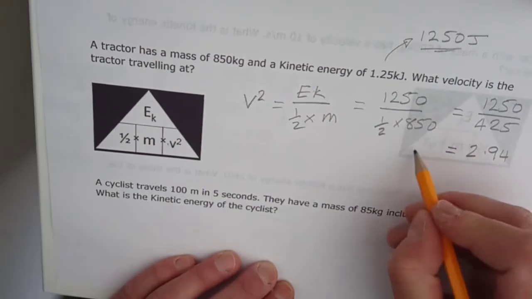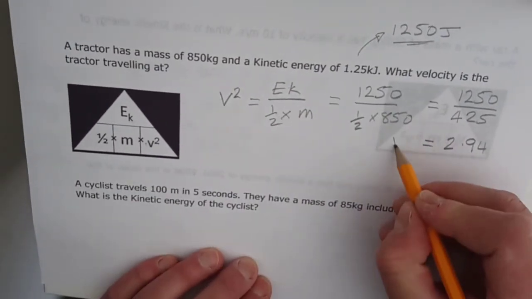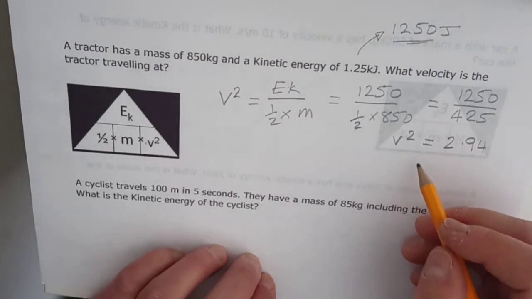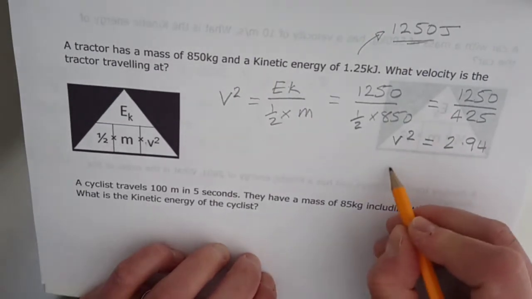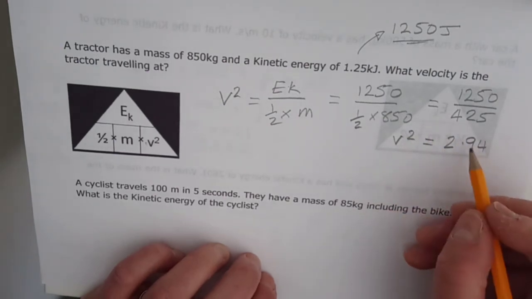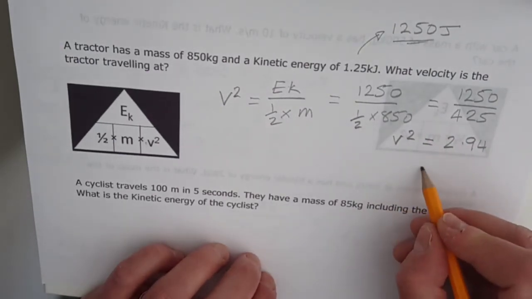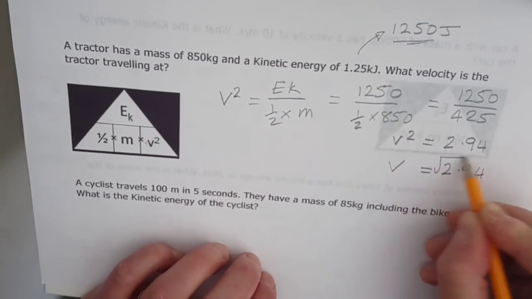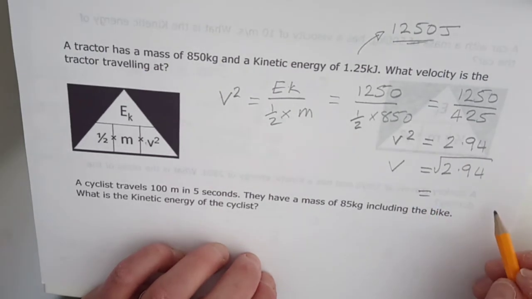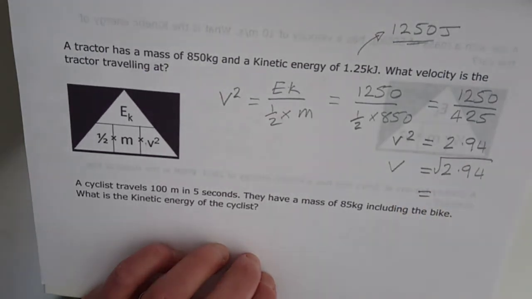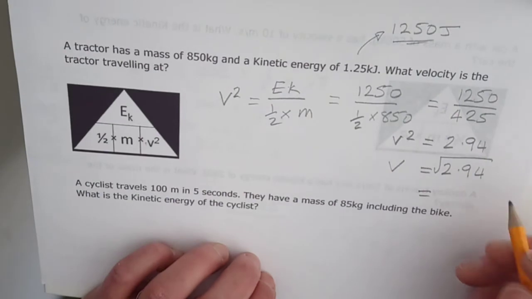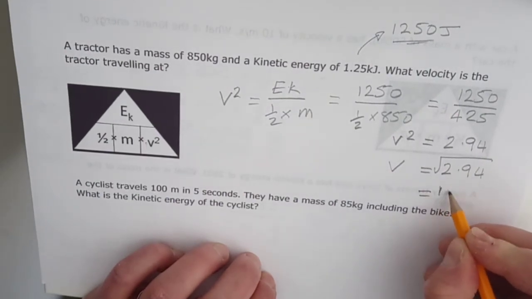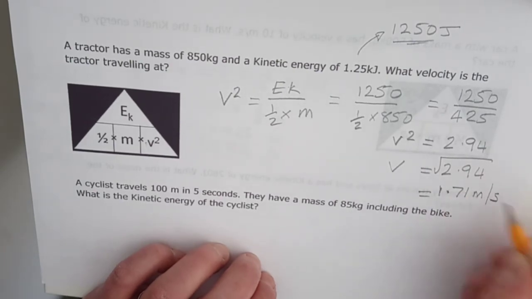Now that's not the end of it, because what you've got here is the V squared. Okay, the velocity squared. We just want the velocity. So to get the velocity, we need to take this squared over the other side. And when we do this, it's actually going to square root it. So to find the velocity on its own, it's 2.94 square rooted, right? It's the square root of this number to find the velocity on its own. So we do that, and that will give us an answer of 1.71 meters per second. It's a very slow moving tractor.